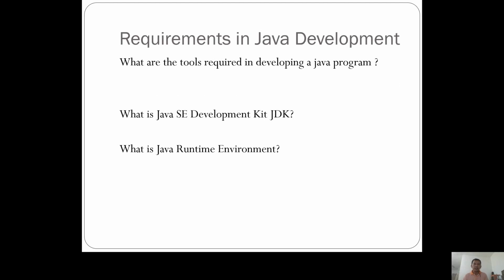The requirements in Java development. So what are the tools required in developing a Java program? We have the Java Development Kit, which includes a complete set of JRE or Java Runtime Environment tools for developing, debugging, and monitoring Java applications. The JDK is needed to be installed on the computer to write, compile, and execute Java programs.